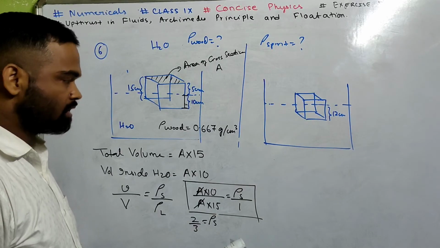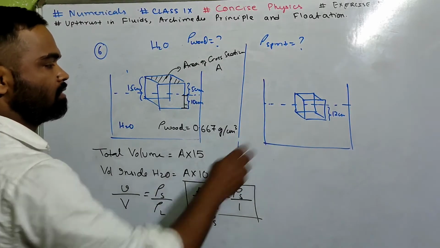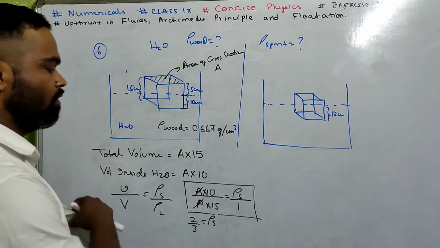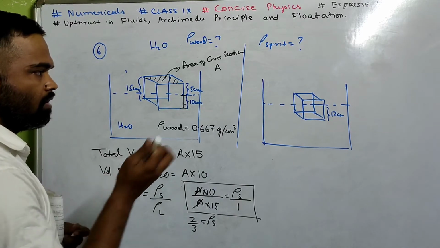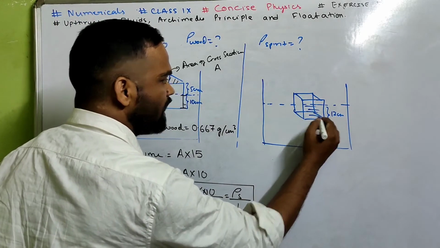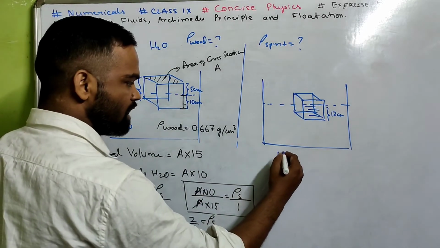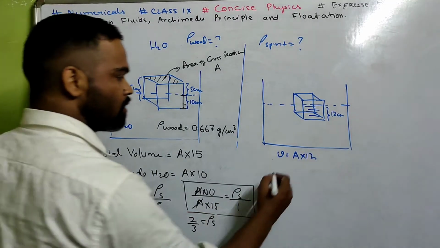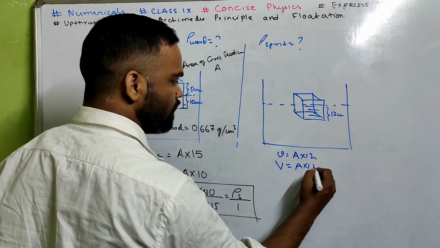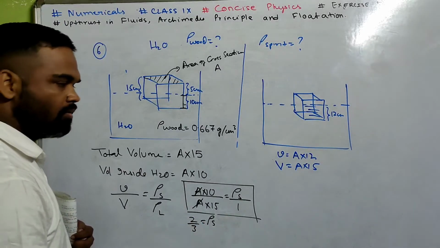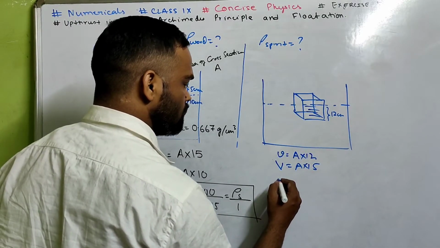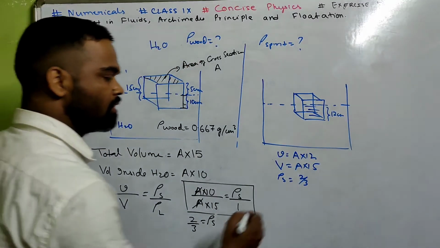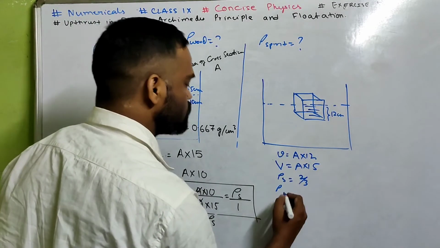Now what they have asked is the density of the spirit. Same logic, same calculation. Look over here. Over here, volume inside water is cross section area into 12. Total volume is cross section area into 15. Yes or no? Density of the solid, we know, 2 by 3. They've asked for the density of the spirit.